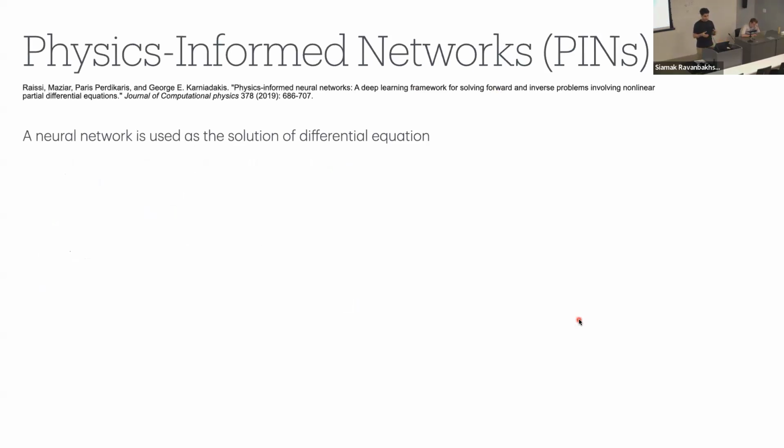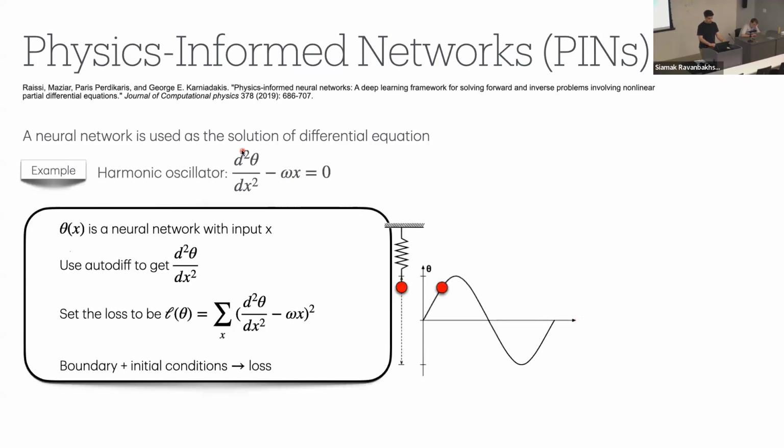First, I need to introduce to you a family of neural solvers called physics-informed networks. These are very popular networks for solving differential equations using deep models. The reason is that they don't need any sort of training data, so you don't need a ground truth solution to train your model. The way they work is the following. I'm going to show you through an example. Suppose your equation is a simple harmonic oscillator. This is the equation for the harmonic oscillator, and you want to find the solution theta for given initial and boundary conditions.